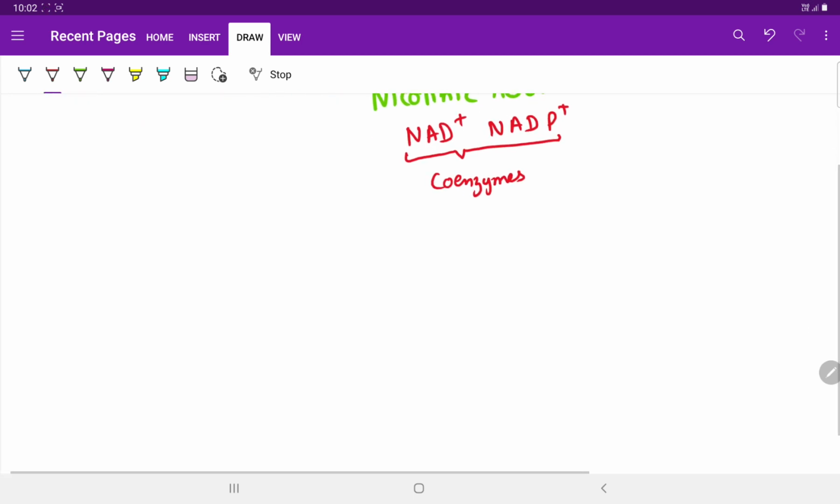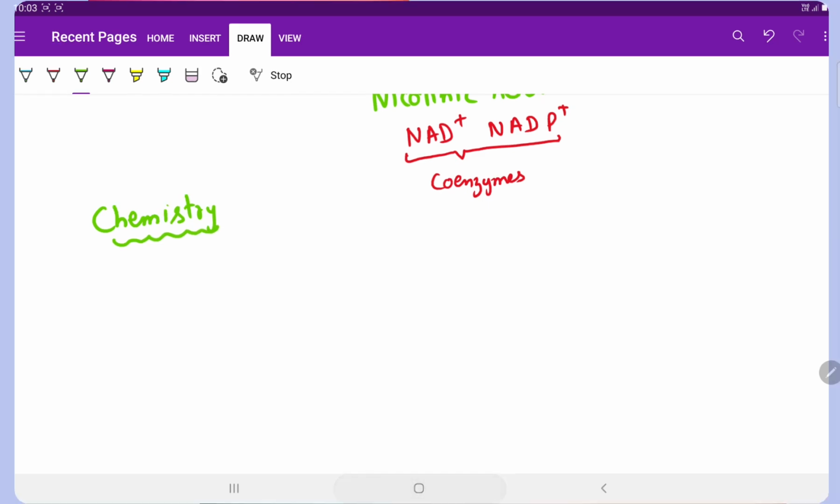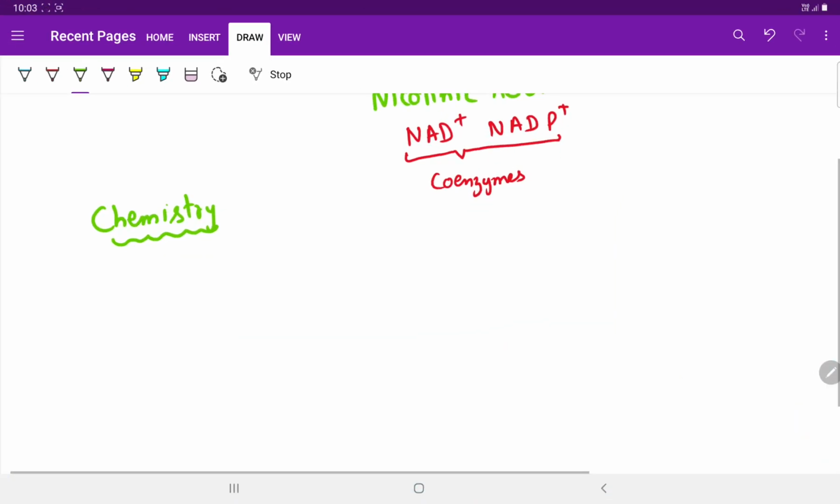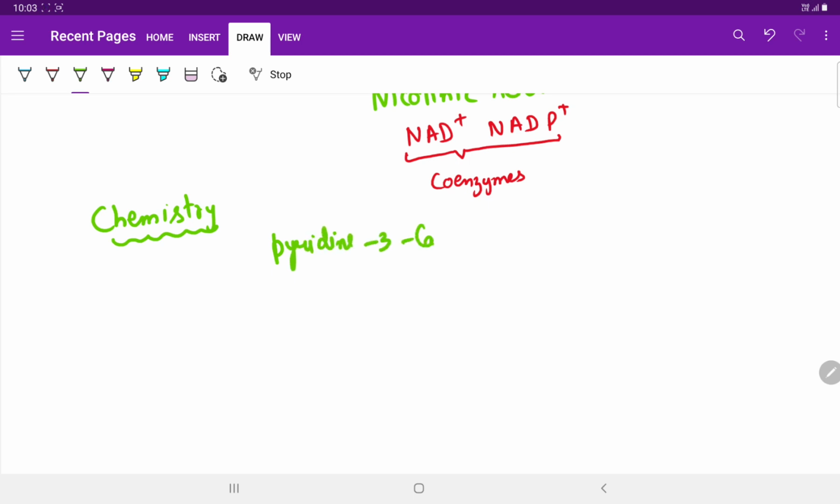Now let us start with the chemistry of niacin. Niacin is basically a pyridine derivative, and structurally it is pyridine 3 carboxylic acid. So if you take it on the basis of structure, it is pyridine 3 carboxylic acid.